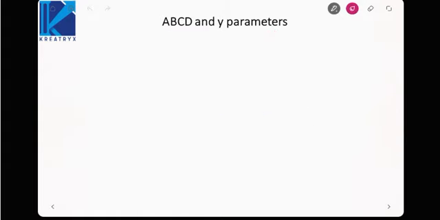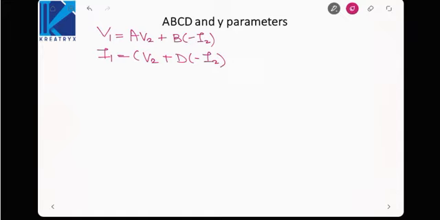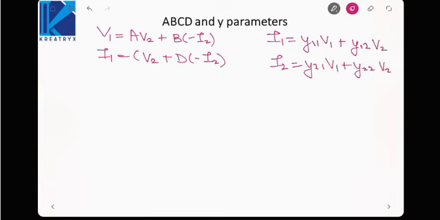Again, let us determine ABCD in terms of Y parameters. So the relation between voltage and current in terms of ABCD is V1 is equal to A V2 plus B minus I2, I1 equal to C V2 plus D minus I2. What about Y parameters? I1 is equal to Y11 V1 plus Y12 V2. I2 is equal to Y21 V1 plus Y22 V2.